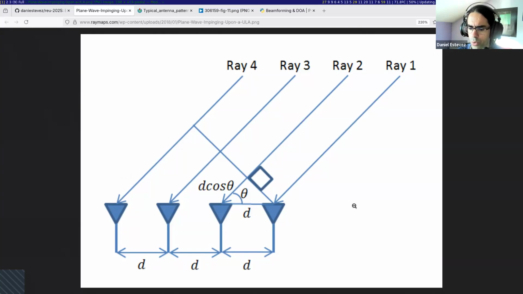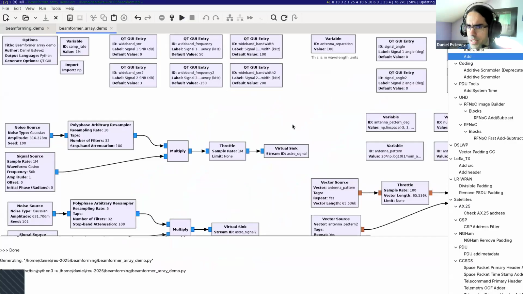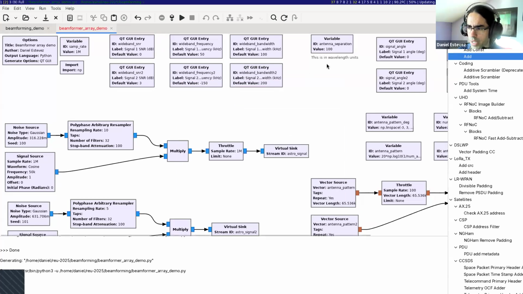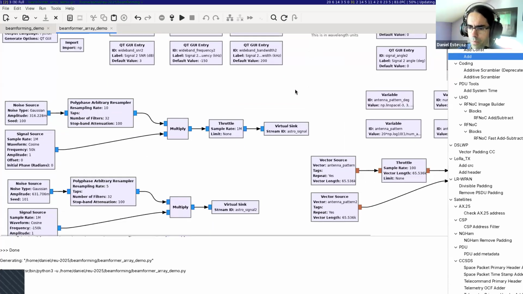Okay, so we want to do a simulation of this in GNU Radio, and I have the beamformer array demo, which is already in GitHub. I think I committed it with 400 wavelengths antenna separation. I'm going to start with 100 and then bump it up to 400 to show the difference. So if you're running the same on your machine, just know that you might have 400 in here.